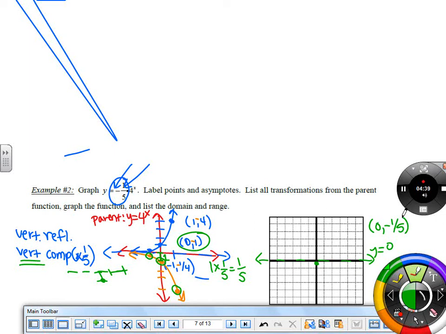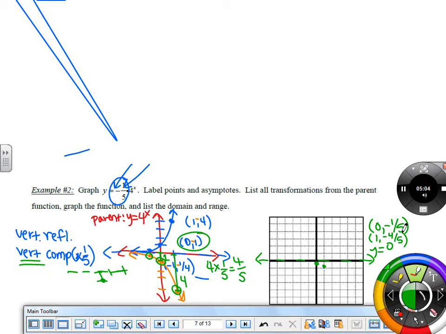This other point down here was 4 units away from the asymptote. If I take 4 and multiply it times 1/5, I get 4/5. So I'm going to move that point so that it's 4/5 away from the asymptote, which means instead of being at (1, -4), that point is now going to be at (1, -4/5).